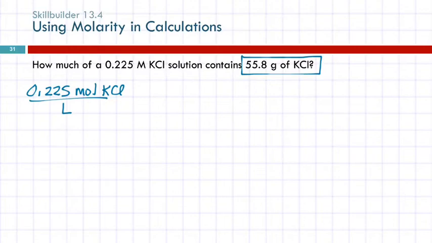So which number are we starting with? The 55.8 grams. So 55.8 grams of KCl, and what are we trying to find? How much solution? That's a poorly worded question. I didn't write it. It's the volume. How much solution would be a volume? What would be a convenient unit? Liters. So we want liters of solution.